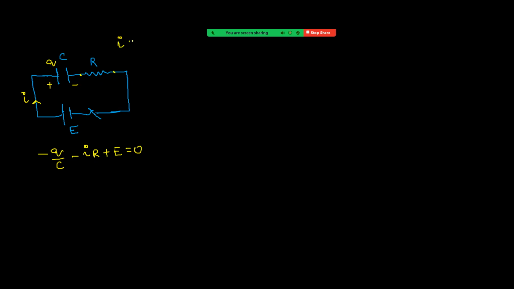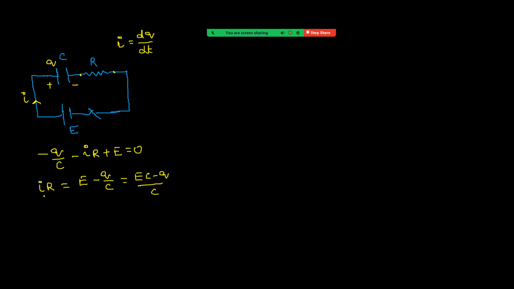Now in this, I is nothing but dq by dt. It is the rate at which the capacitor is charged. Then see what we can do here. So we can write IR equal to E minus Q by C. See carefully. IR equal to E minus Q by C, that is equal to EC minus Q, upon C.